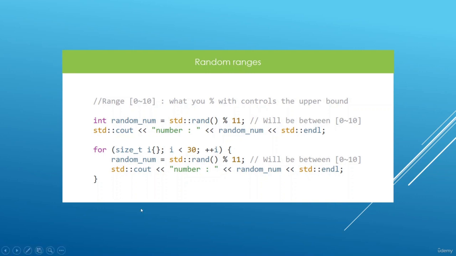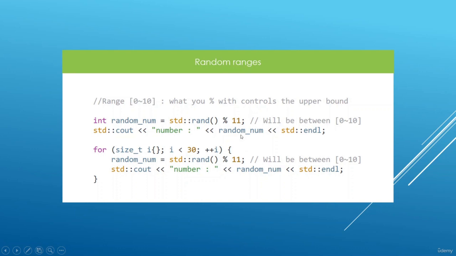What we're going to do here is take whatever we get from std::rand, which is going to be a random number between 0 and RAND_MAX, which is really large. And we're going to take the modulus of that with 11. And the result of that will be something between 0 and 10, because the remainder of this division of std::rand by 11 can only be between 0 and 10. Try to think about that. And this is going to give us a number that is constrained to the range that we want.